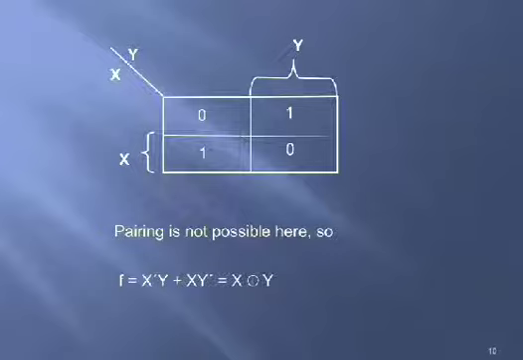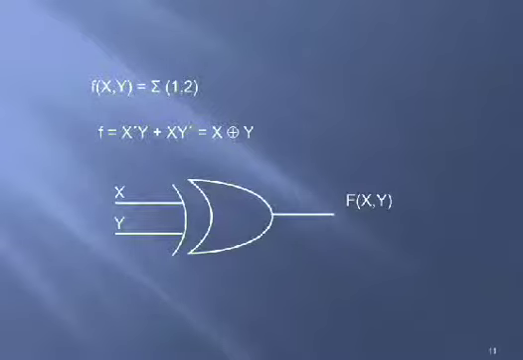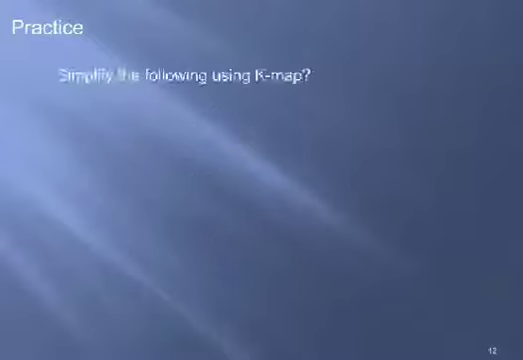If there is a possibility of pairing, you can pair. If there is no possibility of pairing, you can simply replace the cells with their corresponding minterms in the output expression. Next we will see the example of f of x comma y equal to summation small m of 1 comma 2, again the same example I am considering. So this is the realization of the given truth table, the exclusive OR gate. You can practice all those things.